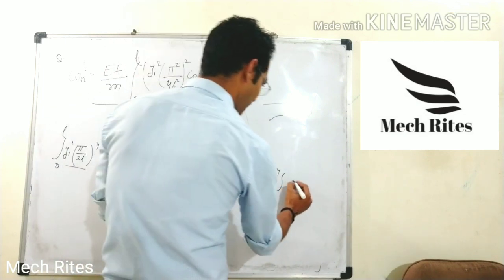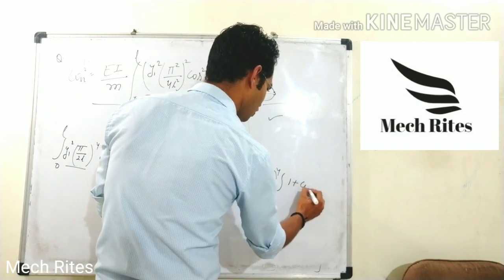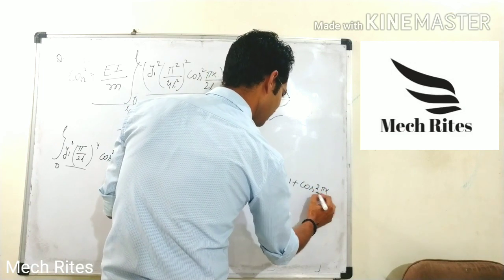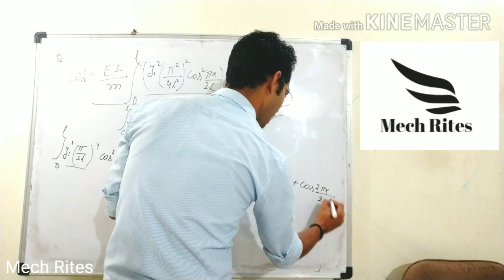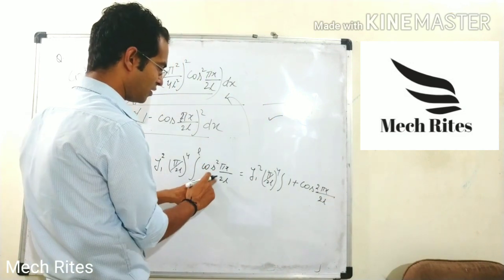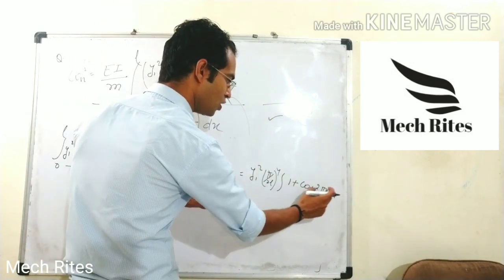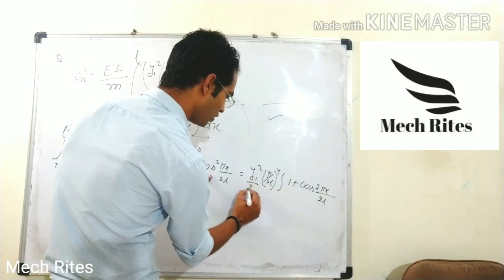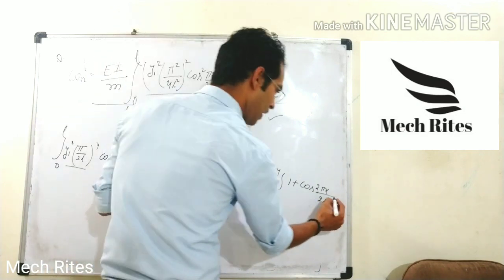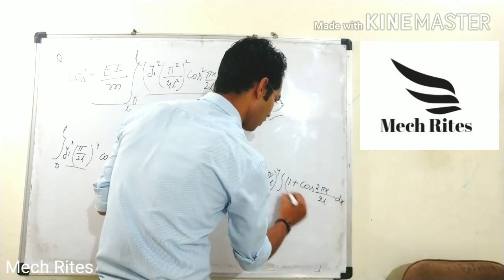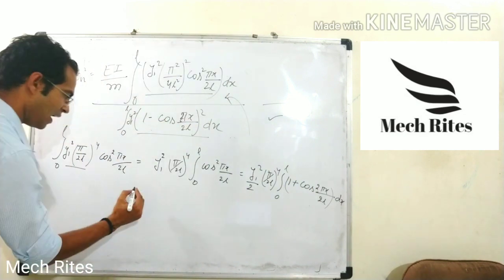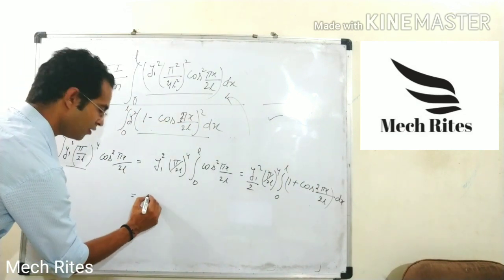For this part I can write here 1 plus cos 2 pi x by 2L, because cos square theta equals 1 plus cos 2 theta divided by 2. So I am writing the 2 outside, divided by 2, and dx from 0 to L. Now we can integrate it very easily.